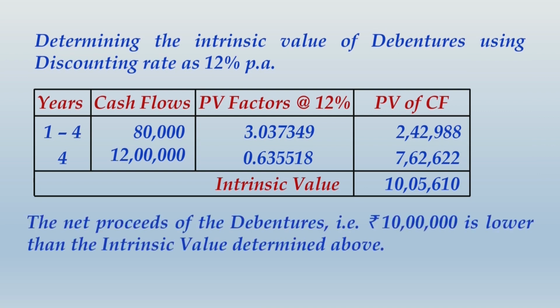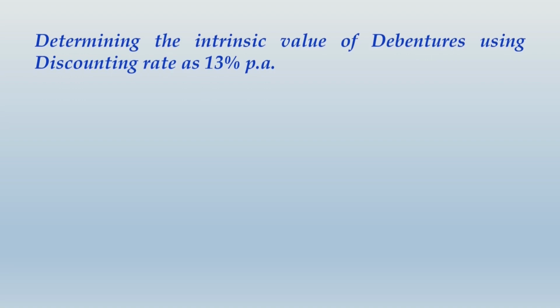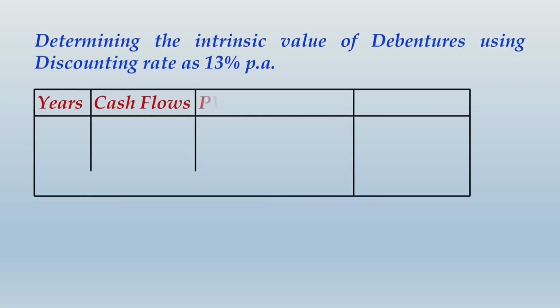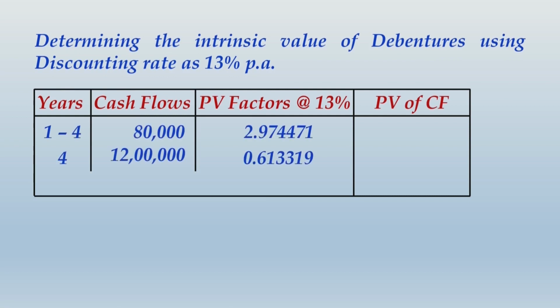So do mention this line as well, that the net proceeds of the debentures, that is 10 lakhs, is lower than intrinsic value determined above. Now the obvious next trial that we will be making will be at 13%, because we want to pull down the present value below 10 lakhs to arrive at a higher discounting rate, and therefore we are taking the next trial at 13%. So let us do the same calculation again, determining the intrinsic value of debenture using discounting rate as 13%. Same type of calculations, only the values will change because of change of discounting rate.